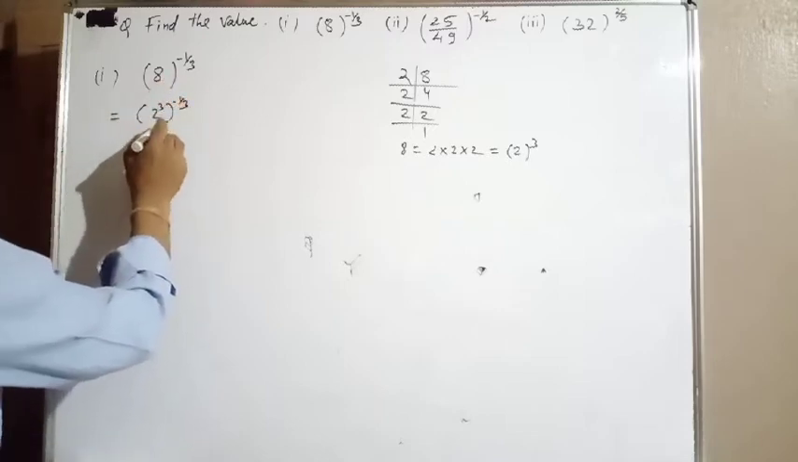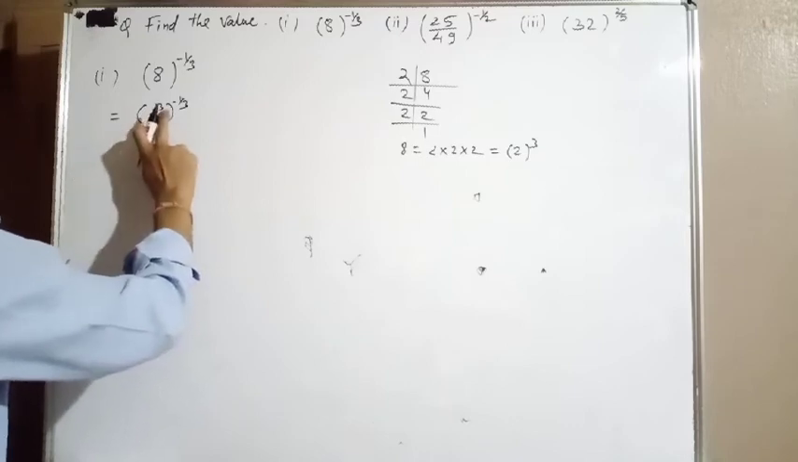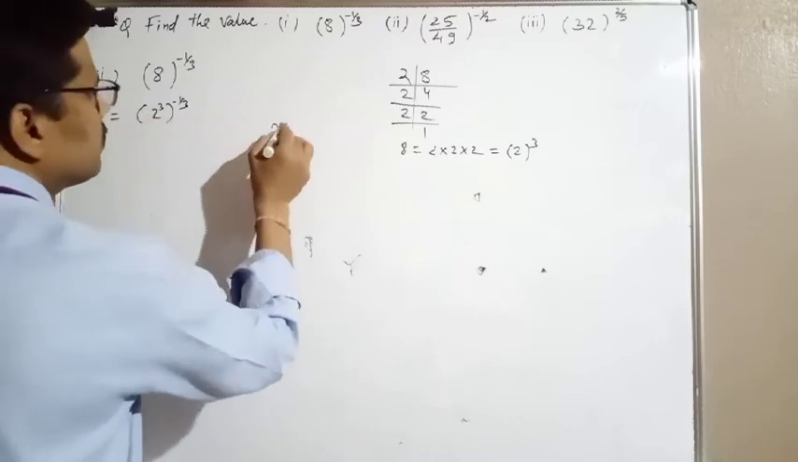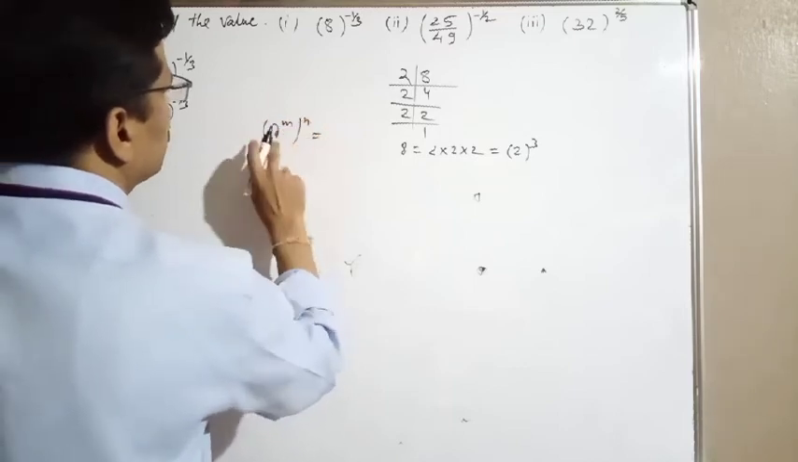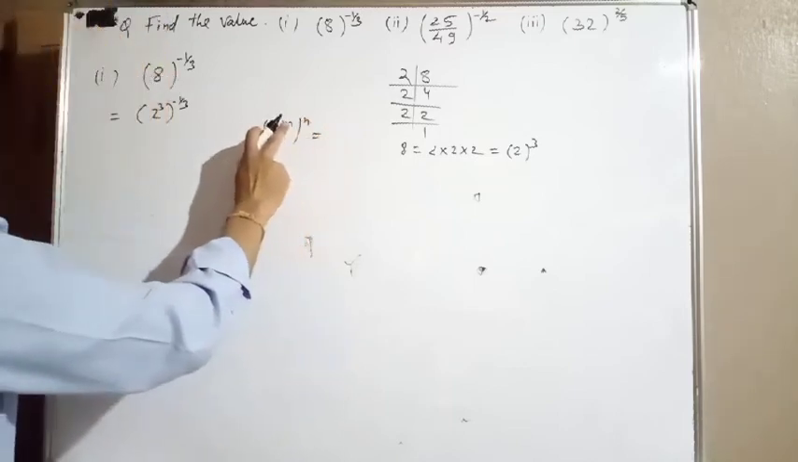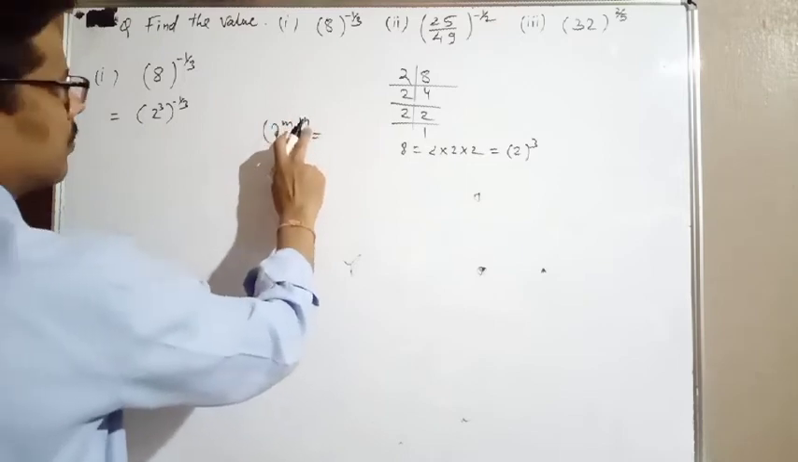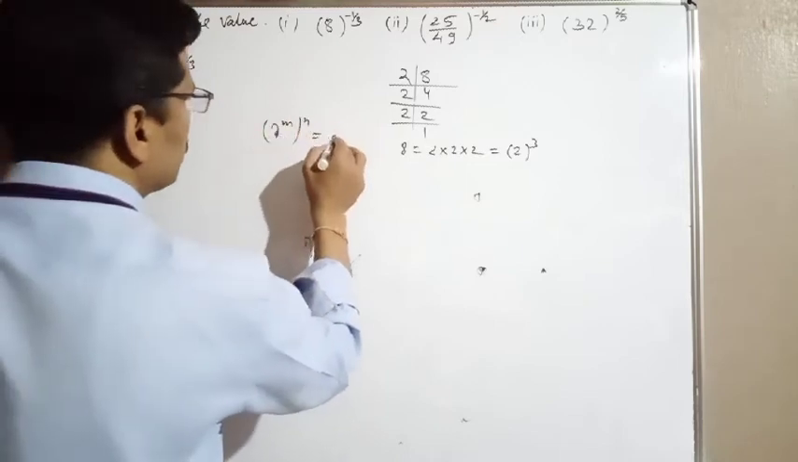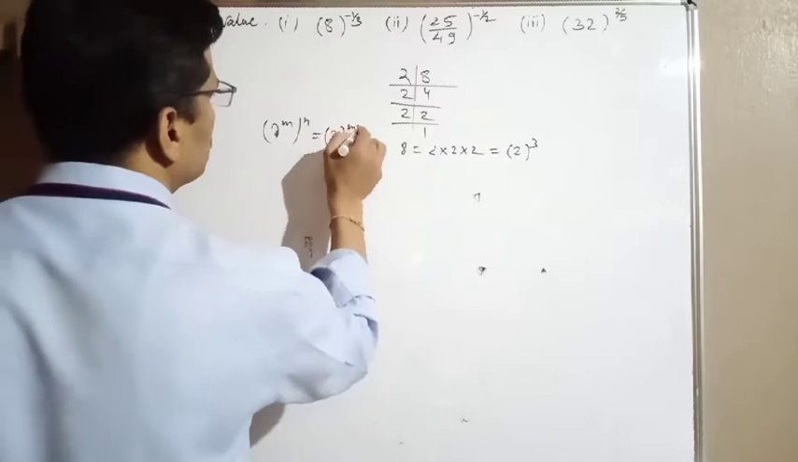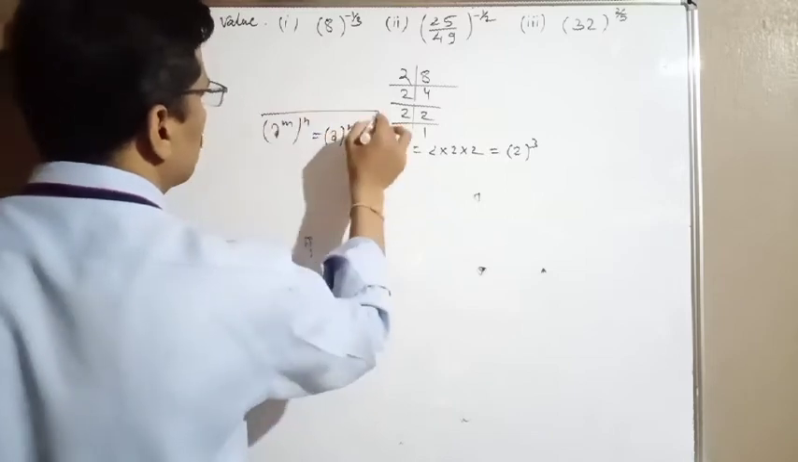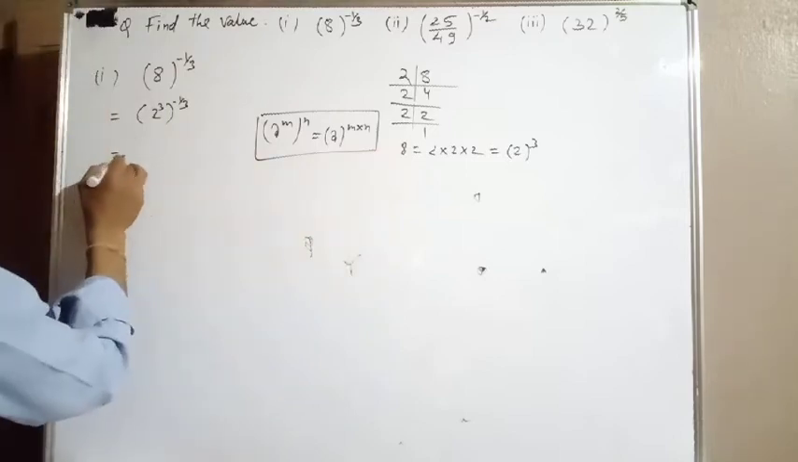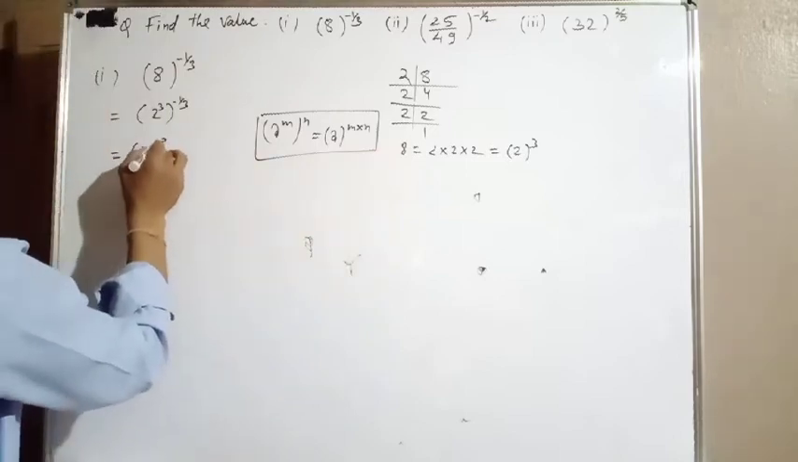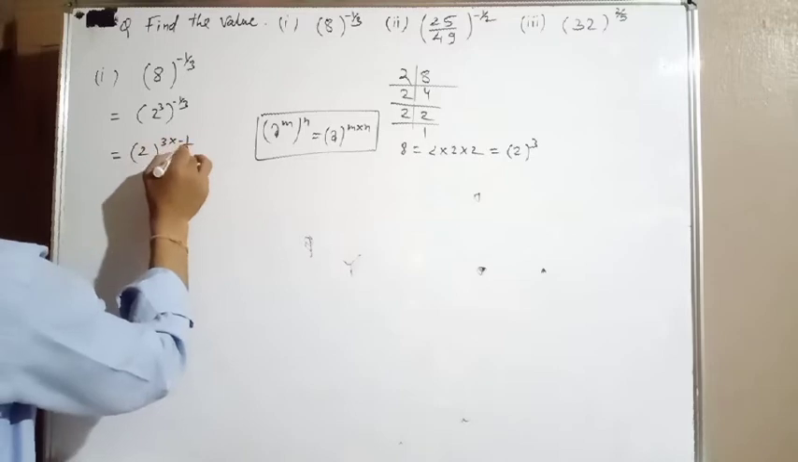Now we'll use the formula. Which formula will we use? a to the power m, whole to the power n. If one power is inside the bracket and the other power is outside of the bracket, the powers will be multiplied. So we can write here a to the power m into n. This law of exponent we will use here. So how can you write here? 2 power 3 into minus 1 upon 3.